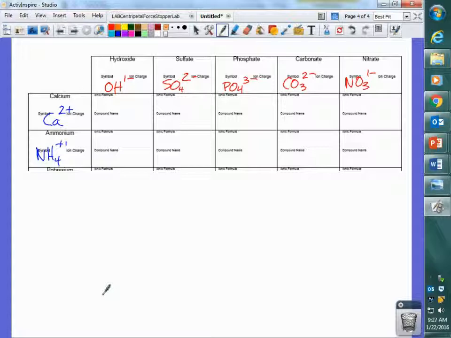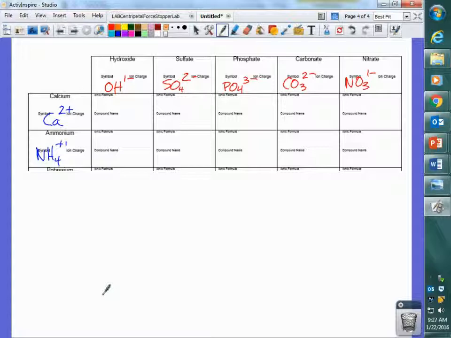So what charge is potassium going to have? +1, right? And then aluminum is going to end up as +3. Okay. All right. Let's start making some formulas. Ready? Here we go.